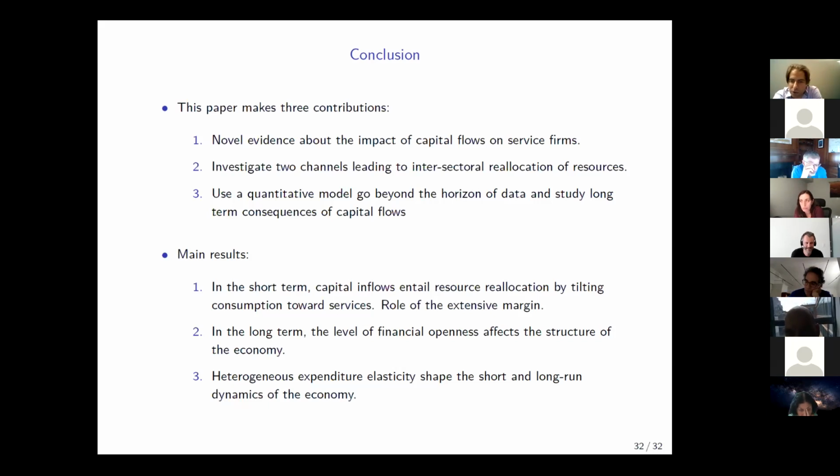So we're looking at these heterogeneous expenditure elasticities, and I'm showing you through the lens of the model that in fact the heterogeneous expenditure elasticities are critical to understand the short-run effect of the liberalization, but also to understand how the size of the financial liberalization can affect the long run of the economy. So that's it. Thank you.